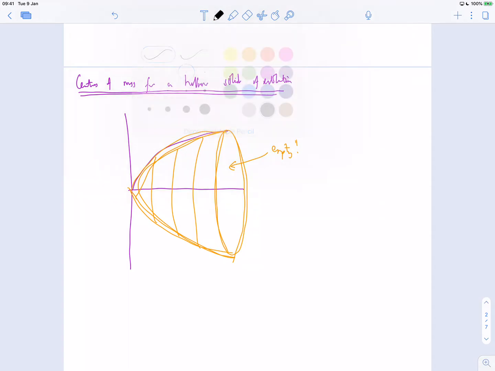Well, that's pretty straightforward. Y bar is still going to be 0. But x bar is going to be what? Well, let's remind ourselves what the integral is for a hollow. What are you doing? You are taking a cylindrical disc, like so, and you're taking just the line integral there.